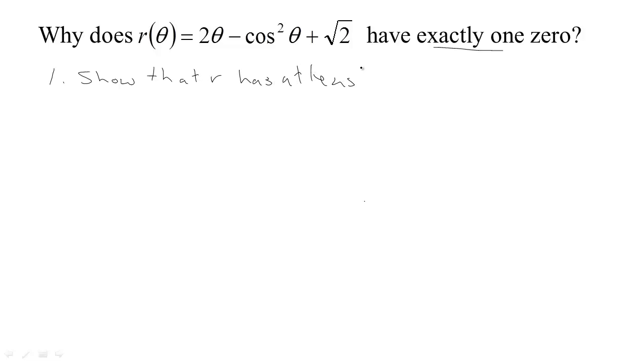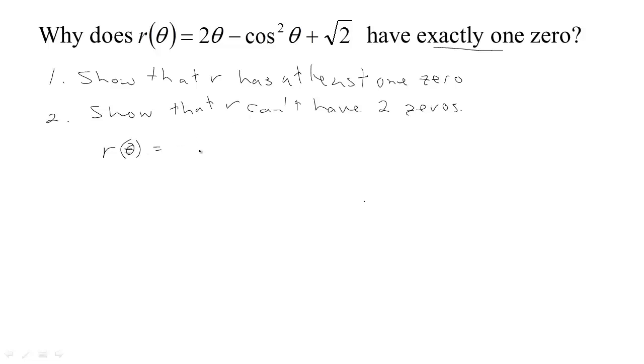And then we're going to have to show that it's impossible for it to have more than 1. So if it can't have more than 1, it can't have 2. So show that R can't have 2 zeros. That's going to be our two-step approach to this function. Now, looking at this function R of theta, we see that it's equal to 2 theta minus the cosine squared of theta plus root 2.